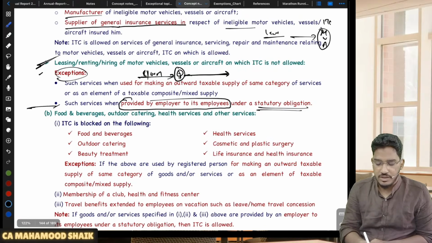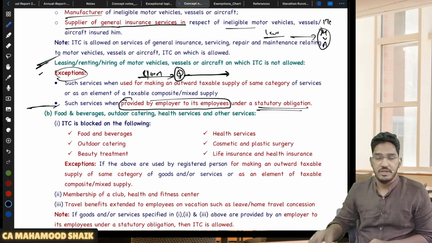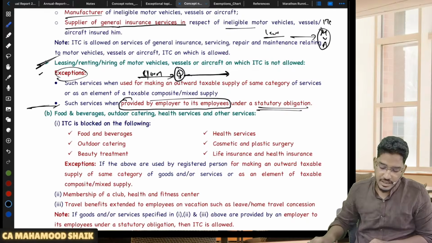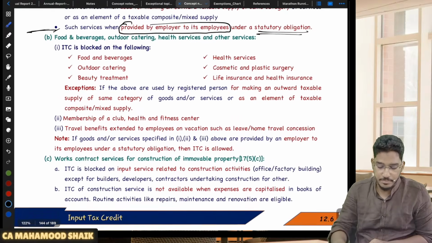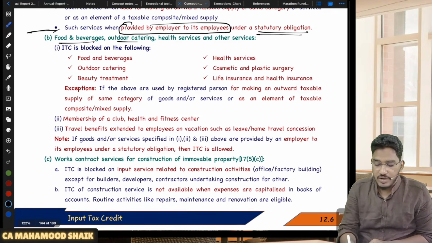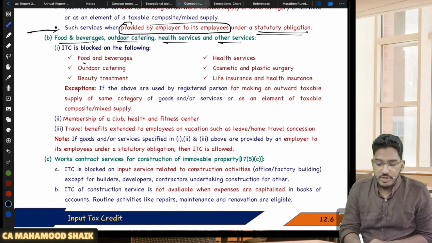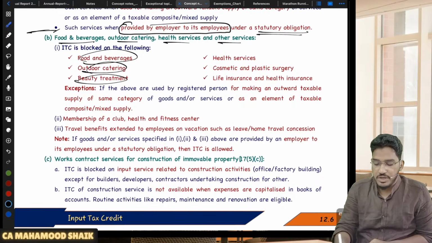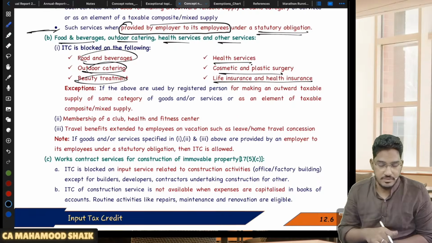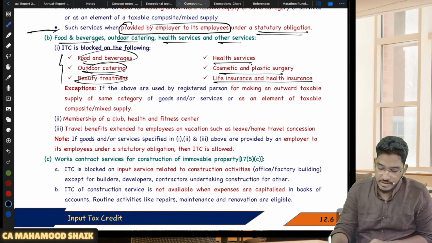With this, we have completed all the blocked credit related aspects of motor vehicles, vessels and aircrafts. Coming to the next few areas where ITC will be blocked: food, beverages, outdoor catering, health services and other services. ITC will be blocked on this. Specifically, food and beverages, outdoor catering, beauty treatment, health services, cosmetic and plastic surgery, life insurance and health insurance services, these are ITC blocked services.